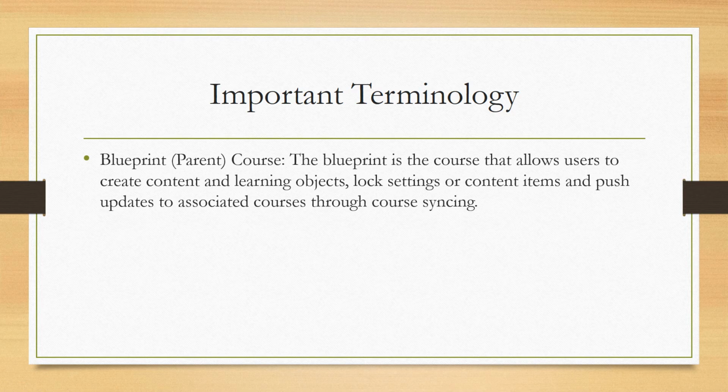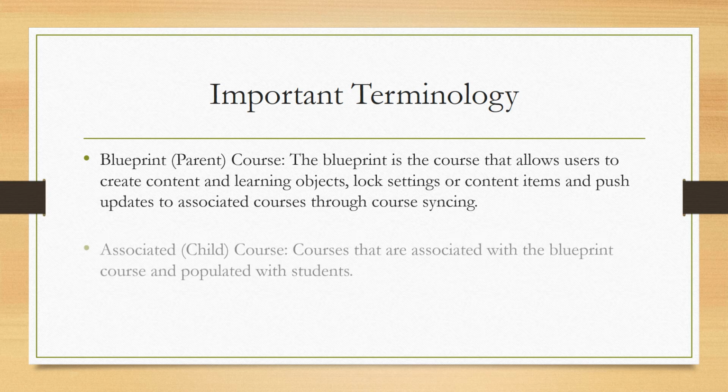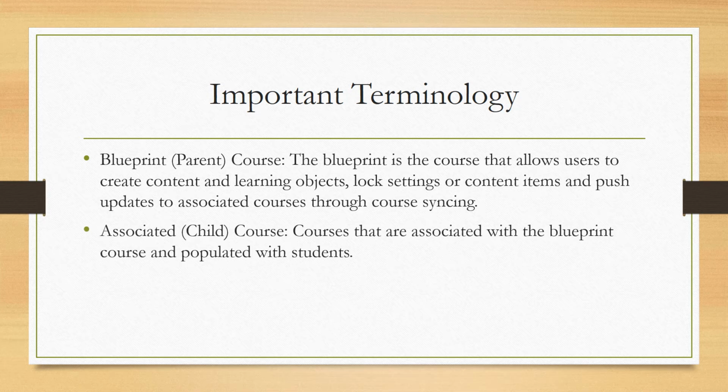The blueprint in Canvas, or the parent course as it's sometimes called, is a course that allows users to create content, learning objects, lock settings, or content items and push updates to associated courses through course syncing. An associated course, or sometimes a child course, is a course that is associated with a blueprint and populated with students.